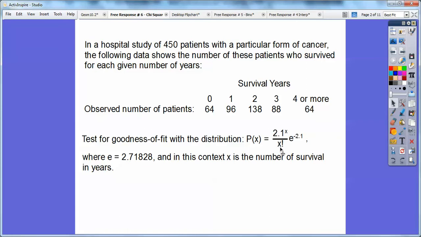Remember, x factorial is, like 3 factorial is 3 times 2 times 1. You go all the way down to 1. 5 factorial is 5 times 4 times 3 times 2 times 1. So this is x factorial: it starts at x, then 1 less than that, 1 less than that, and so on.